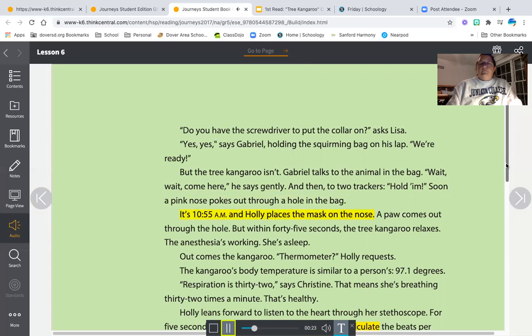It's 10:55 a.m., and Holly places the mask on the nose. A paw comes out through the hole, but within 45 seconds, the tree kangaroo relaxes. The anesthesia is working. She's asleep.